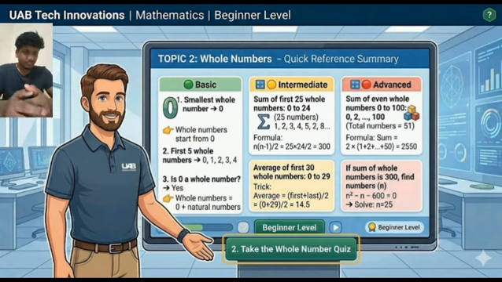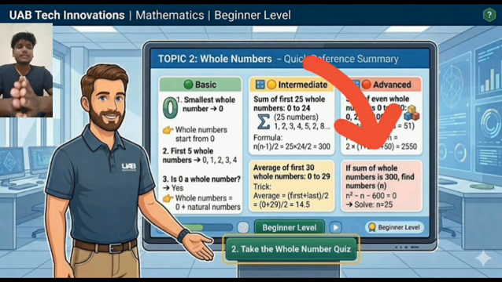Okay, see, some questions ask like this also. Observe here, the last one I have displayed here. If the sum of some whole numbers is 300, then find the number n. It means what? The sum of whole numbers is 300, then find n. How many numbers are there when the numbers sum to 300? The question meaning is this one.